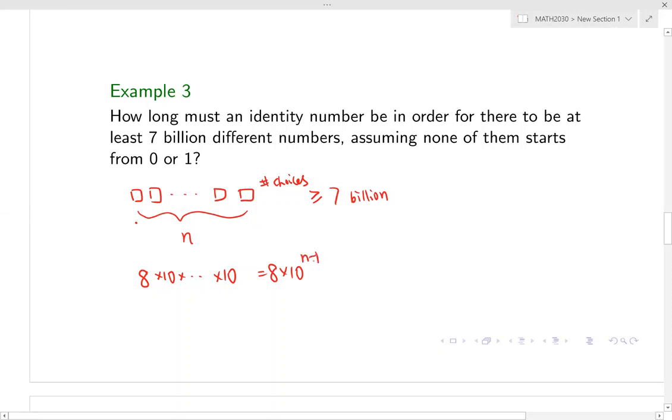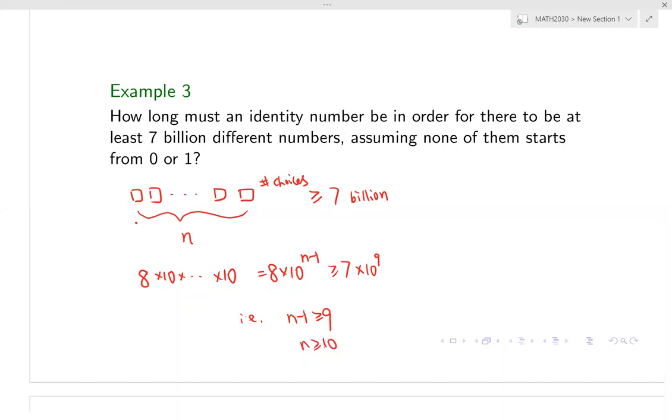So this is the total number of choices we could have if this number has n places, n digits. And we want this to be greater than or equal to 7 billion. 7 billion is 7 times 10 to the power of 9. In other words, as long as we know that n minus 1 is greater than or equal to 9, we're good. So in other words, this number must be at least 10 digits long so that we would have 7 billion different numbers.